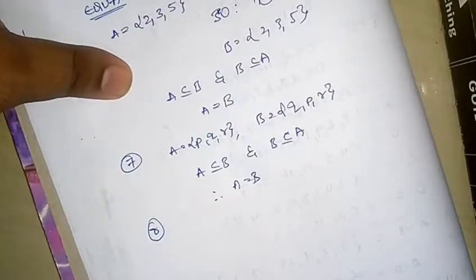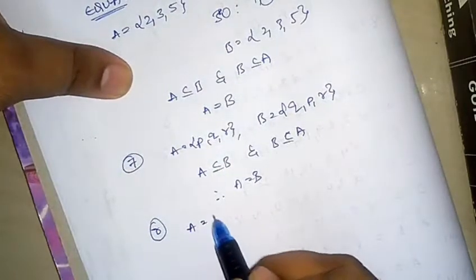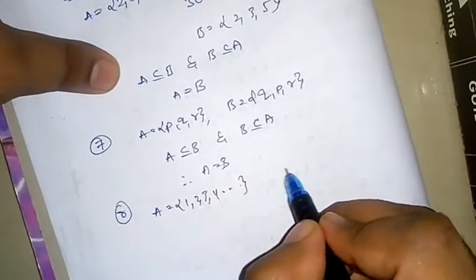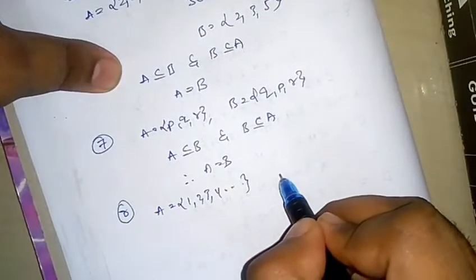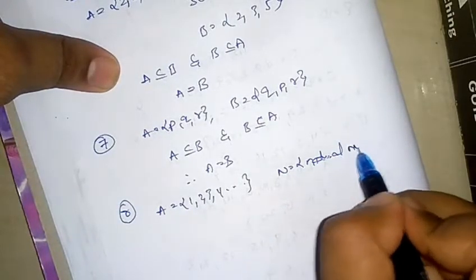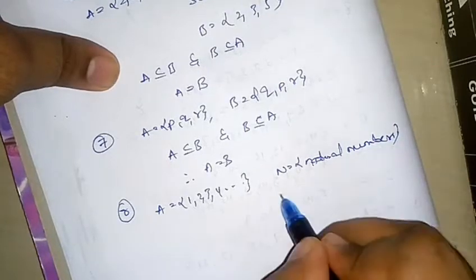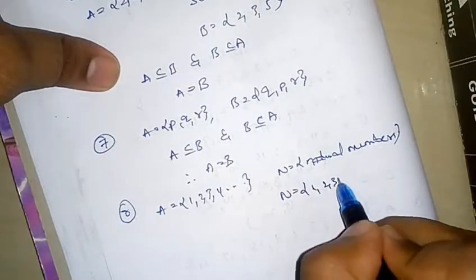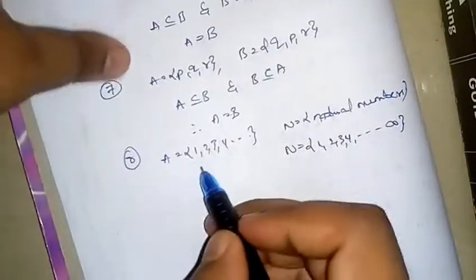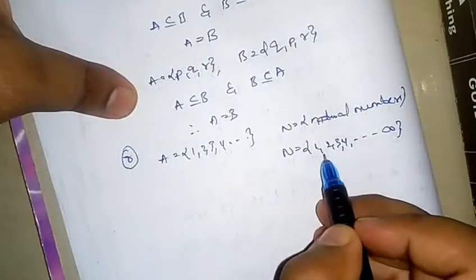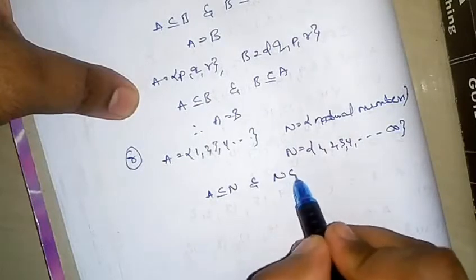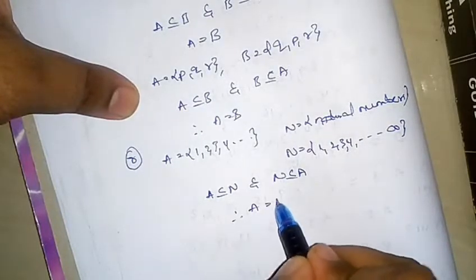Eighth example. A is equal to {1, 2, 3, 4, and so on}, the natural numbers, and N is the set of natural numbers. So N will be equal to {1, 2, 3, 4, and so on till infinity}. Therefore all the elements present in A are present in N and all the elements present in N are present in A. A is a subset of or equal to N and N is a subset of or equal to A. Therefore A is equal to N.